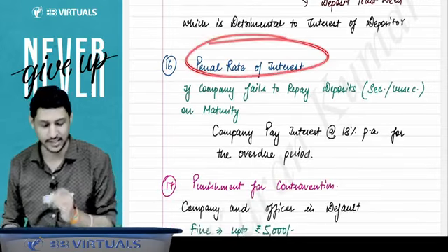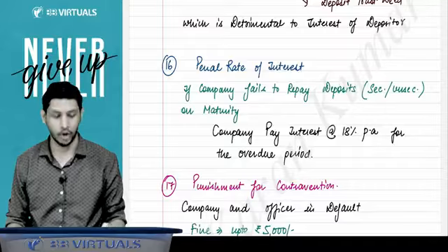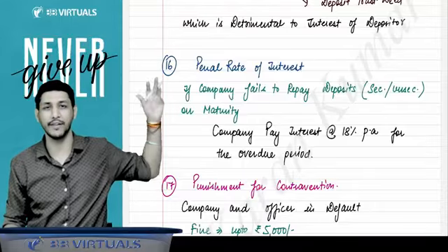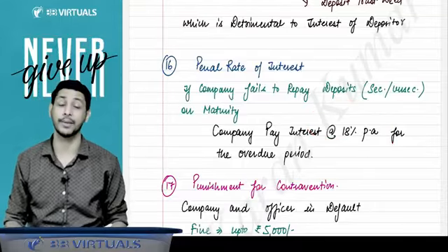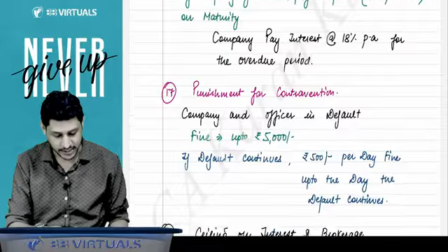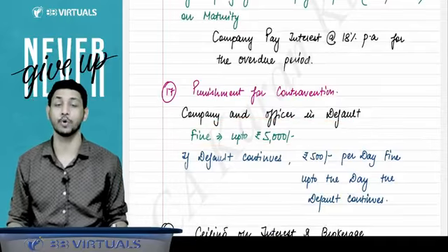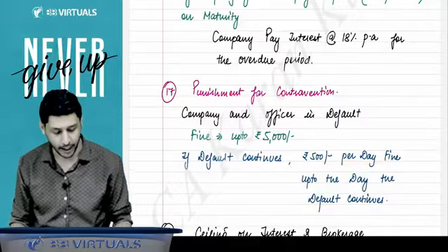Then the penal rate of interest is given in the next rule. If a company fails to repay the amount of deposit on maturity, then the company has to pay interest also at the rate of 18%. Whatever the fine, that is applicable, but the company has to pay 18% per annum interest also. And what is the punishment for contravention? The company and officer will be liable for a fine up to rupees 5,000, and if the default continues, rupees 500 per day up to the day the default continues.